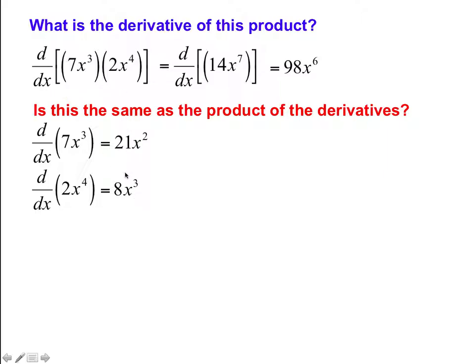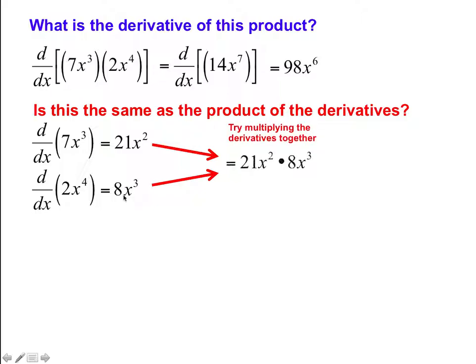If I multiply these together, do I get 98x to the 6th? So when I multiply these together, 21 times 8, definitely not 98. It's 168. And x squared times x cubed is x to the 5th. So we do not get the right answer. We know this is the right answer, by the way. It's definitely the right answer. So if I just take the derivative of each and multiply them together, I don't get the right answer. So I can't do that. I can't just swap that process and get the right answer.